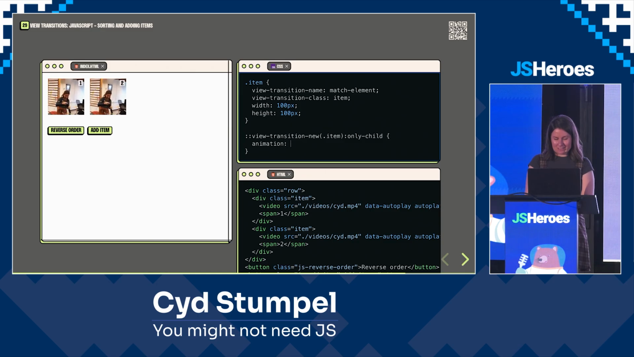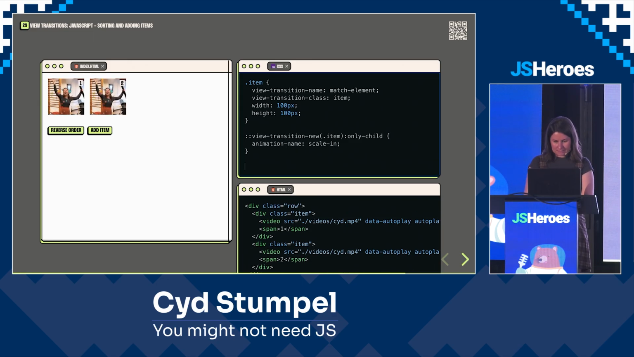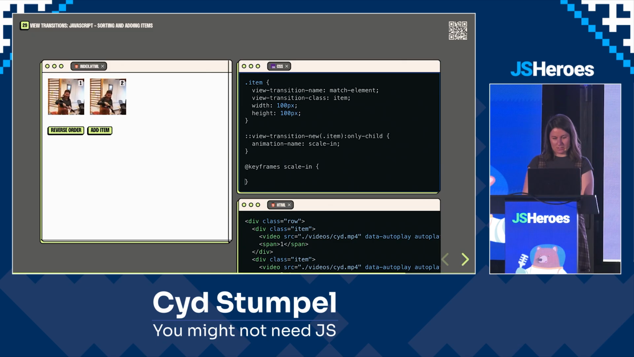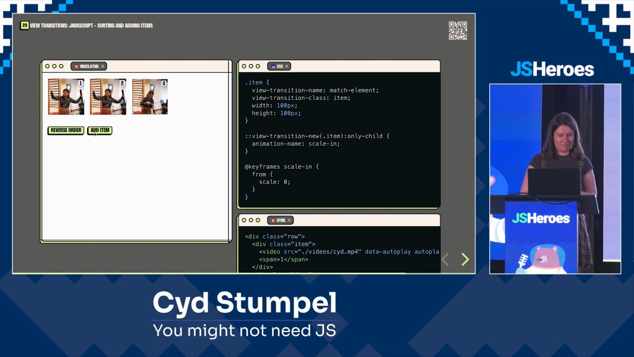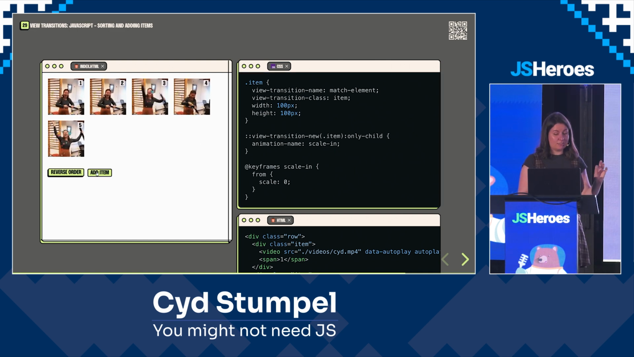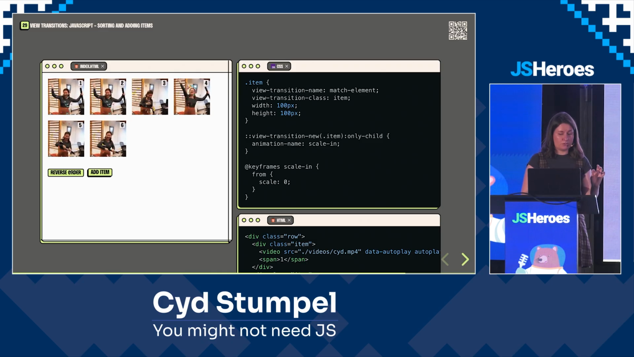Okay, let's create an animation and call it scale in. Let's use animation name so we're not overwriting any of the default values, because I'm lazy. So let's go keyframes, scale in. This is the boring part, I'm just typing. From scale 0, and we don't really have to add a 'to' because it will just do that by default. So let's add an item. Nice, so only the new items get this animation. When I reverse the order or anything else, it will just do the regular animation.